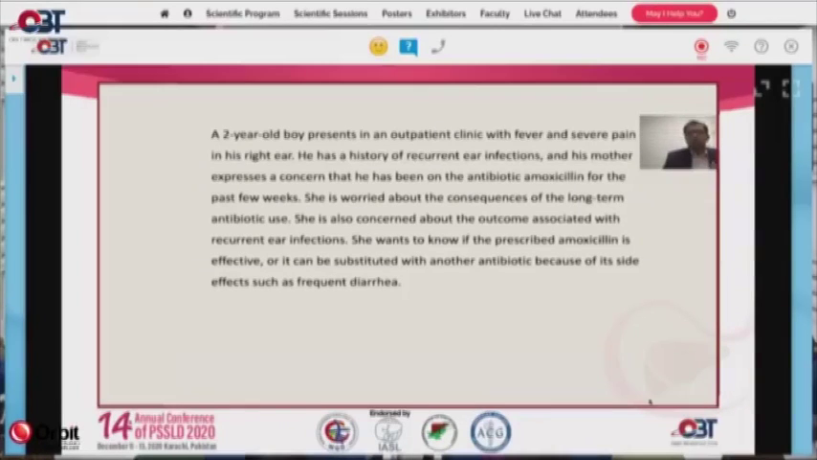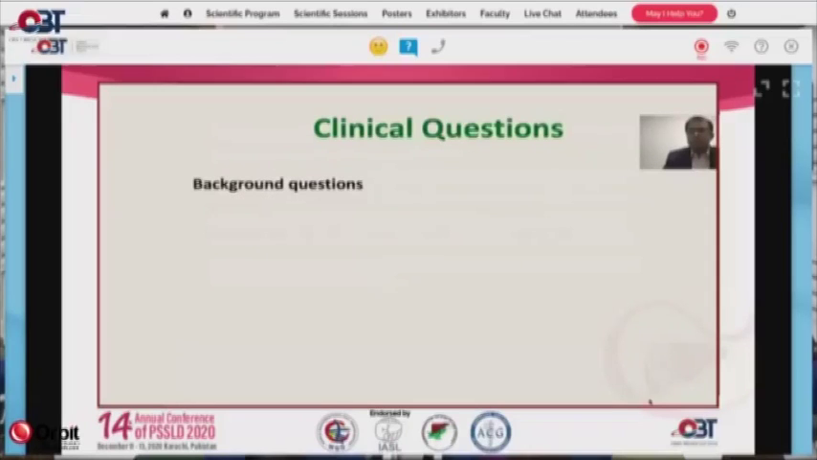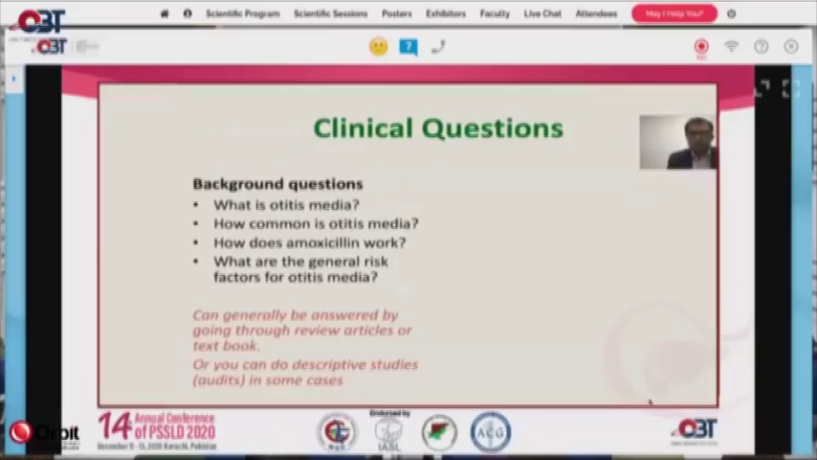So if you are to design a study question out of it, you have two options. One is a set of questions which are called background questions. These are like, what is otitis media? How common is otitis media? How does amoxicillin work? What are the general risk factors for otitis media? These are what are called background questions. They can be answered through review articles or textbooks, or you can do descriptive studies.